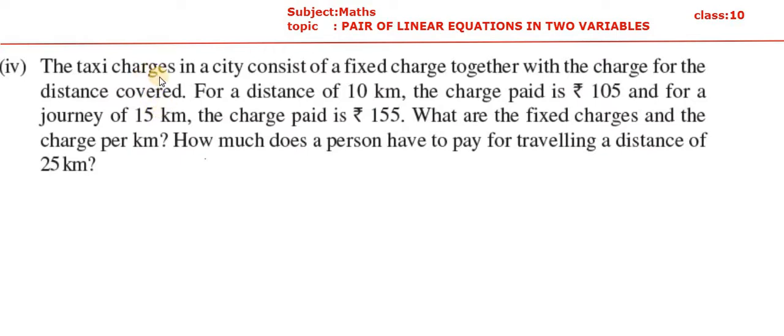Here, the taxi charges in a city consist of a fixed charge together with a charge for the distance covered. For a distance of 10 kilometers, the charge paid is rupees 105, and for a journey of 15 kilometers, the charge paid is rupees 155. So what is the fixed charge and what is the charge per kilometer? And how much does a person have to pay for traveling a distance of 25 kilometers? Okay, it's a very easy one.